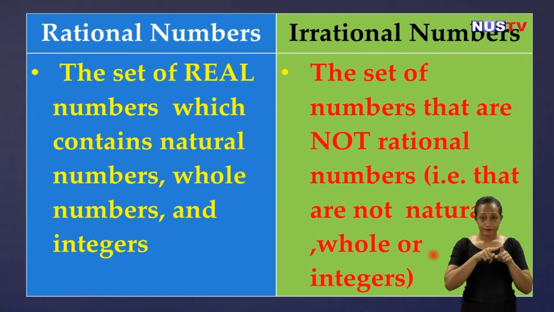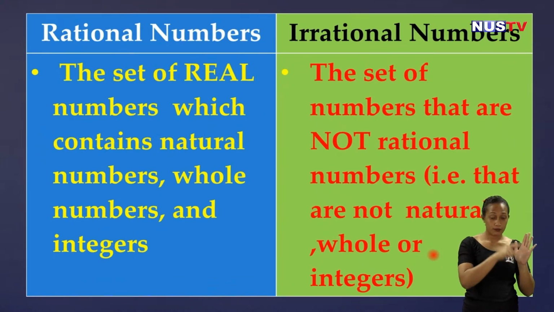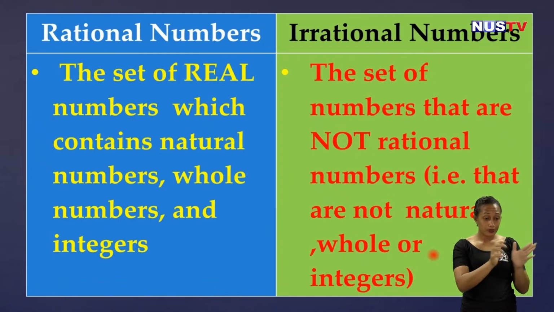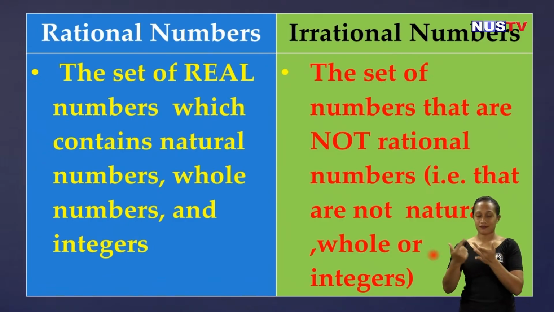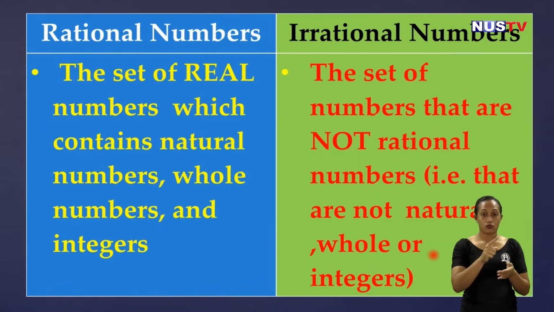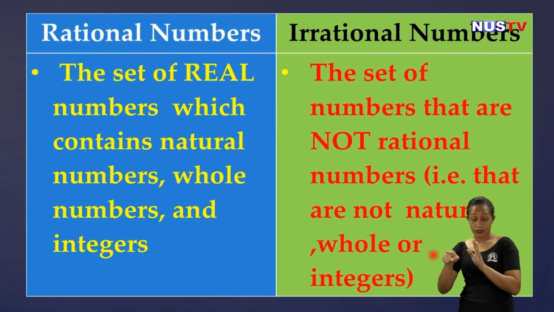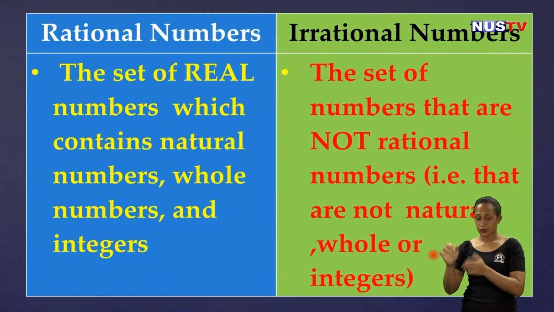Also, rational numbers, these are the set of real numbers which contains natural numbers, whole numbers, and integers. And irrational numbers, these are the set of numbers that are not rational numbers. Example: that are not natural, whole, or integers.